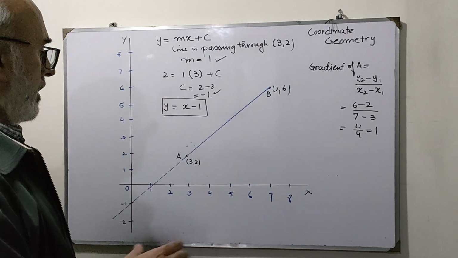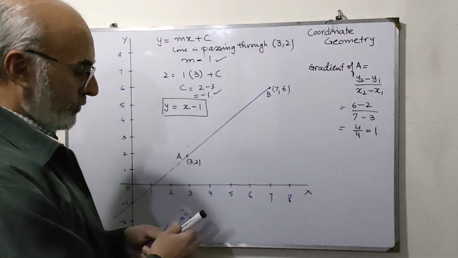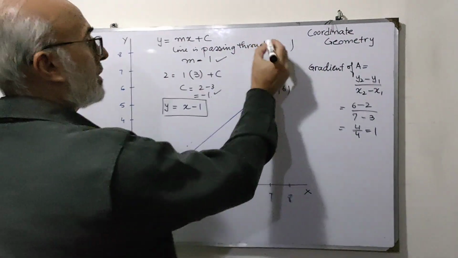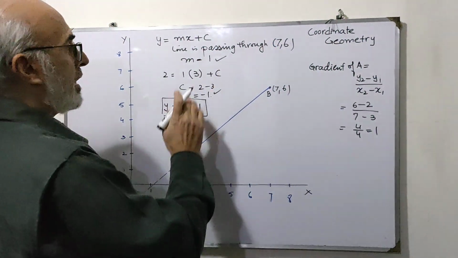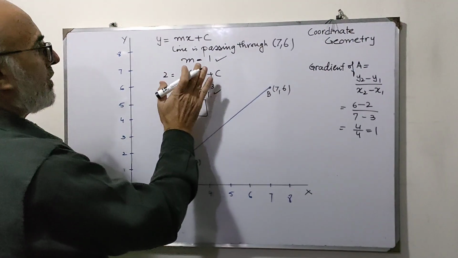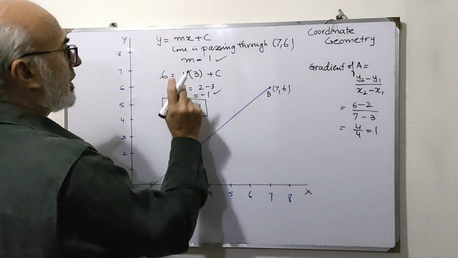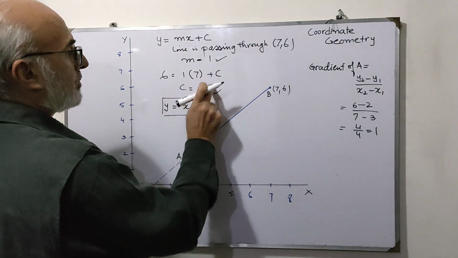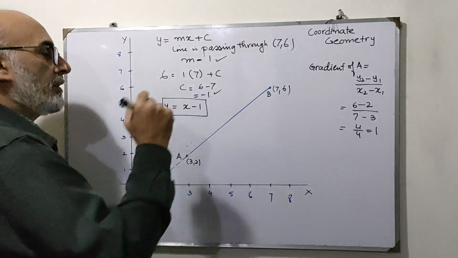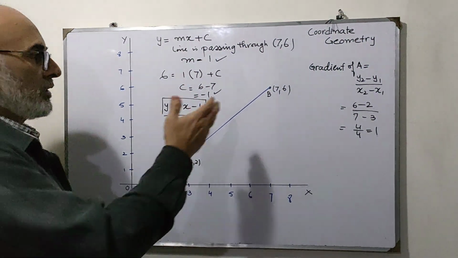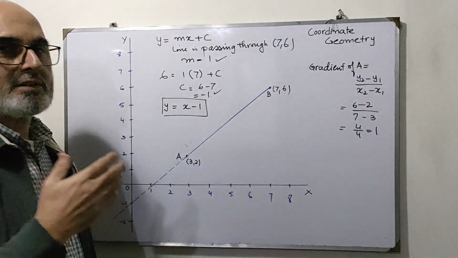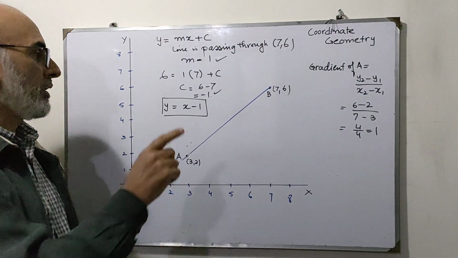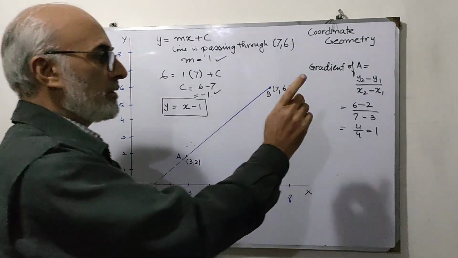Now, let's calculate using the point (7, 6). The slope remains the same. So this is going to be 6 and this is going to be 7, so 6 equals 7 plus c, and c is minus 1. So either you use this point or you use the other point. Since both points are on the line, using either of them we're going to have this equation. This is the equation of this line, and this is the slope of this line.